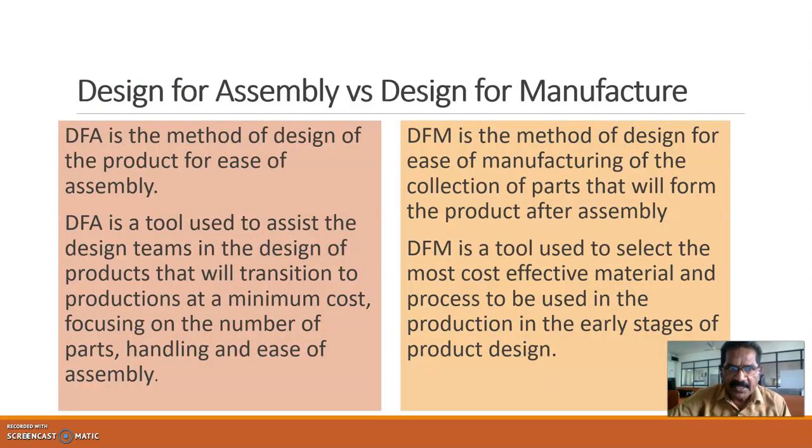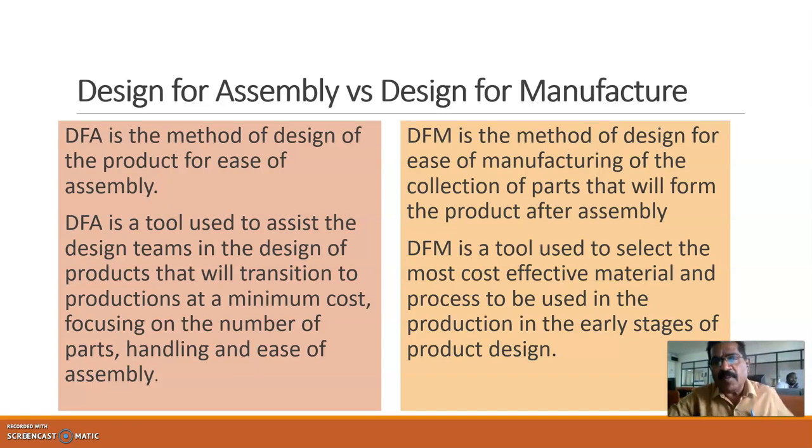We have already seen what design for assembly and design for manufacture are. Just to go through the same, design for assembly is a method of designing the product for ease of assembly. How easily you're going to make an assembly is what we're going to look at. And it is a tool used to assist the design team in designing the products, trying to bring down the cost, trying to focus on the number of parts and handling, etc.